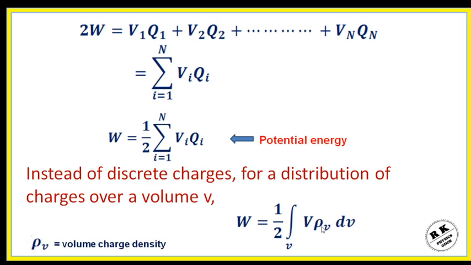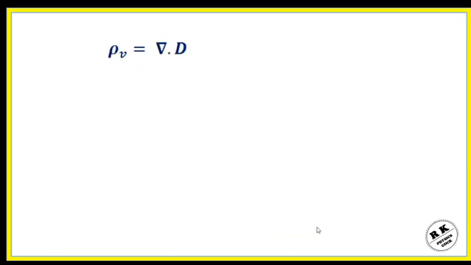That is, the charge present per unit volume, or total charge by total volume of the distribution. Remember this equation. We are going to use it in the next slide, where we will replace this rho using Gauss law. This is the differential form of Gauss law: rho is equal to del dot D. Here del is the del operator, and D stands for the electric displacement vector.